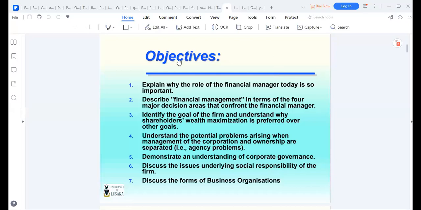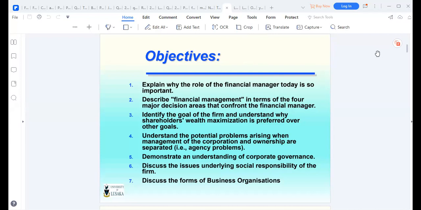Right, welcome to our 2023 class in corporate finance, where we'll be learning your role as a financial manager. Now, in corporate finance, this is one course that entitles each one of you to be called financial managers.